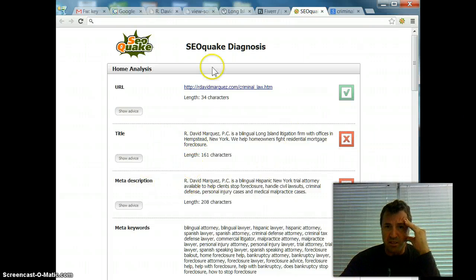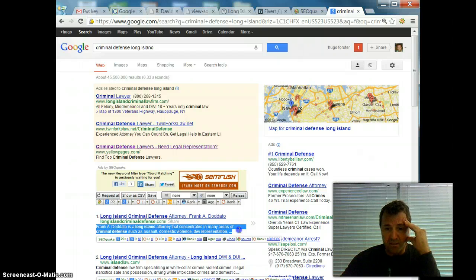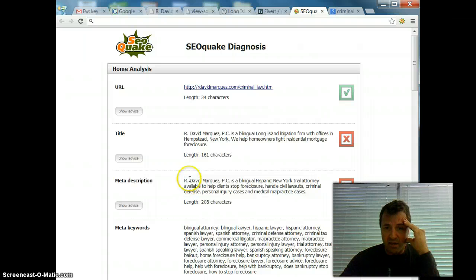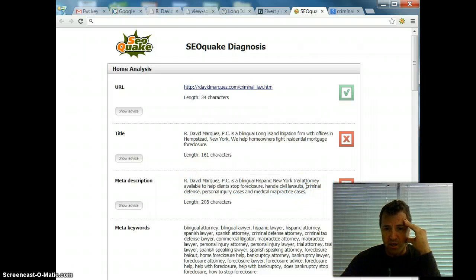Your description is what Google's reading over here. This is the black writing down here. It's looking for criminal defense in the background of your web page, and I'm not seeing any criminal defense over here. Actually, there it is once, but it should have criminal defense Long Island, criminal defense Battery Park, and should have criminal defense attorney, lawyer, Battery Park.